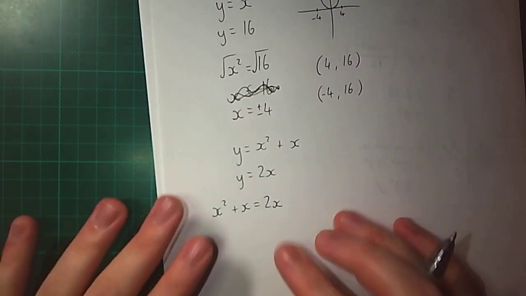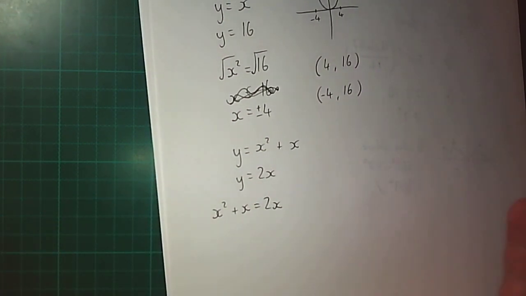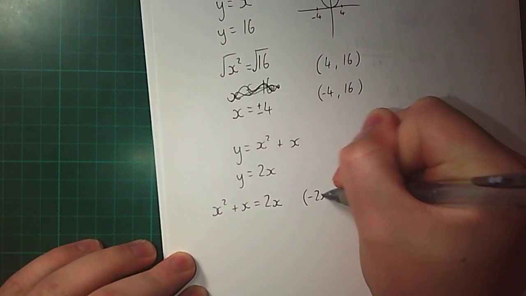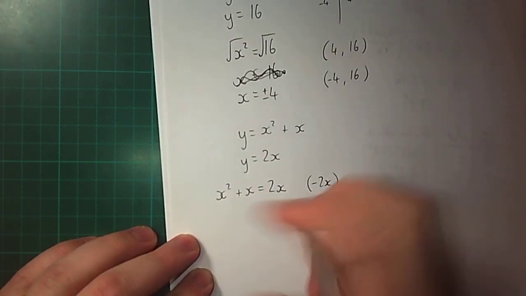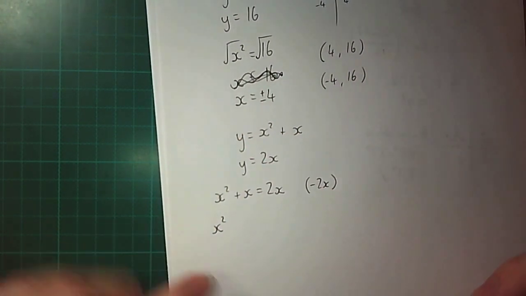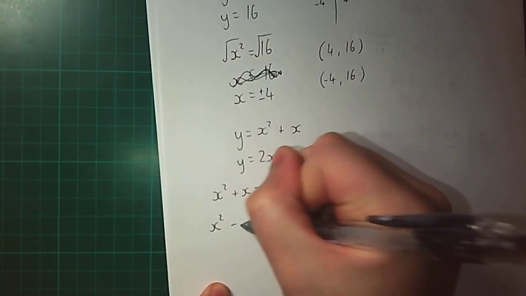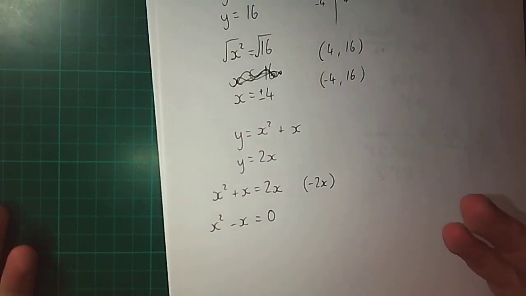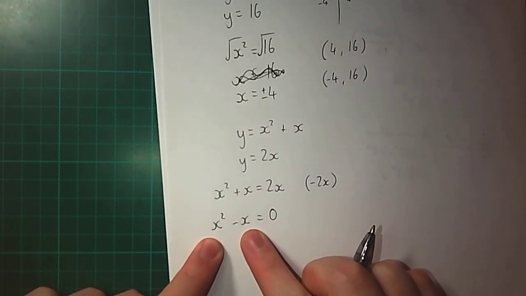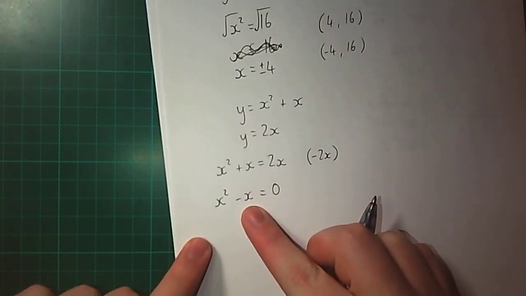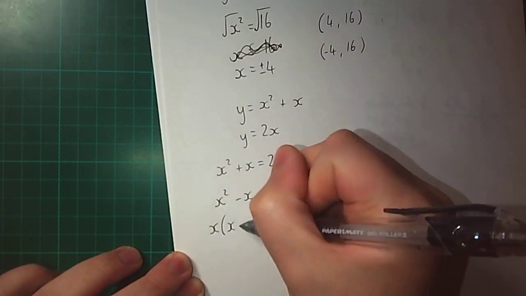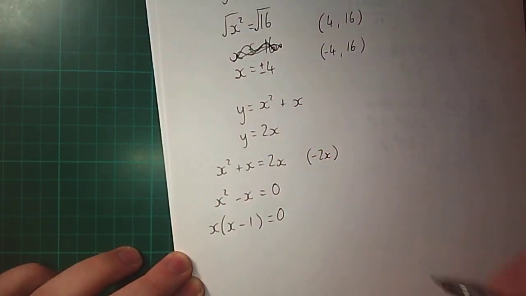In a situation where there's lots of x's like this, getting everything to one side makes it easy to work with, because then we can factorize. So we're going to take away 2x from both sides, because then 0 will be left over here. x squared will be the same. Plus x minus 2x is negative x, and that's equal to 0, which was our goal. Now we can see that there's a common x here. We've got 2 x's here and 1 x here. So I can take 1 x out, and we're left with an x from here and a negative 1 from here, and that's equal to 0.